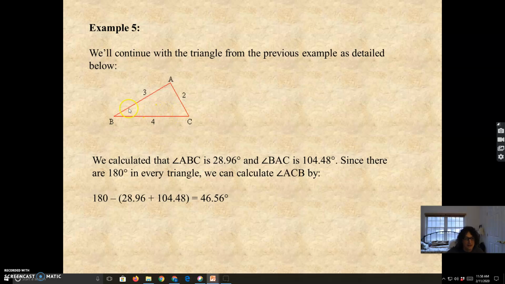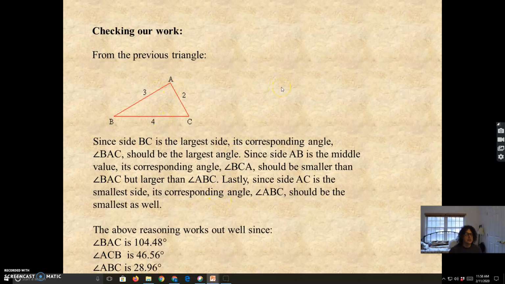The smallest was this angle, which was opposite the smallest side, and the largest angle was this, opposite the largest side. Checking our work, we can do so quite easily, and we can see since side BC is the largest side, its corresponding angle, BAC, should be the largest angle, and it is. Since side AB is the middle value, its corresponding angle, BCA, should be smaller than angle BAC, but larger than angle ABC, which it is. And lastly, since AC is the smallest side, its corresponding angle, ABC, should be the smallest angle, and it is. And there are our results, and they add up to 180 degrees.